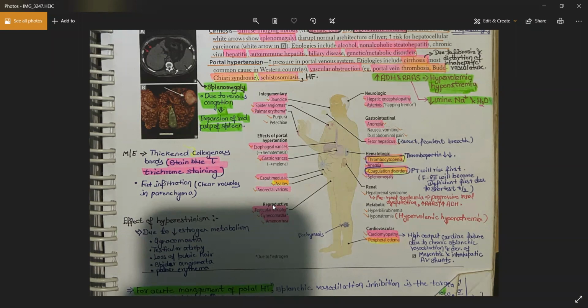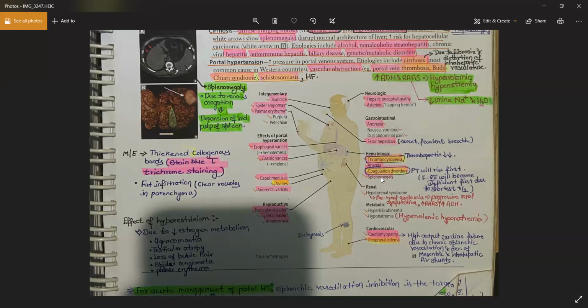The reproductive anomalies are because of high estrogen levels, because of loss of estrogen metabolism, right? Neurological dysfunction can occur because of hyperammonemia: hepatic encephalopathy and asterixis can happen. For the GI, you will have anorexia, nausea, vomiting, and abdominal pain. Because of the liver dysfunction, you will have right upper quadrant pain, because that's the location of the liver. You will also have the sweet fluctuant breath, very important. You will have hematologic problems like thrombocytopenia, because the liver is also responsible for the megakaryocyte things, right? Anemia would be there, right? Coagulation disorders would be there because of loss of clotting factors, right?